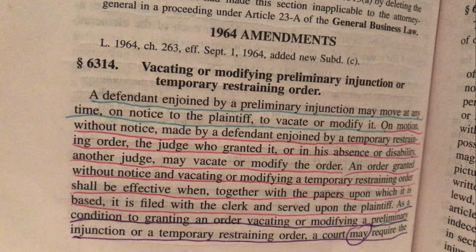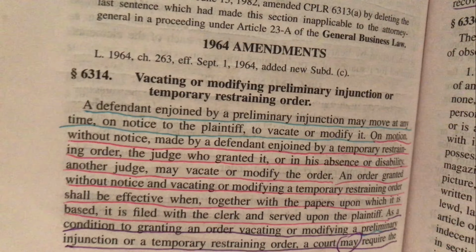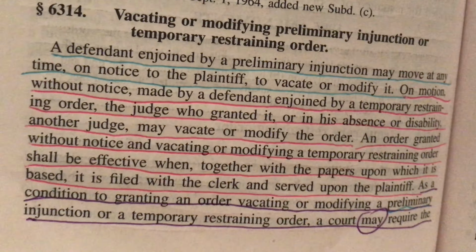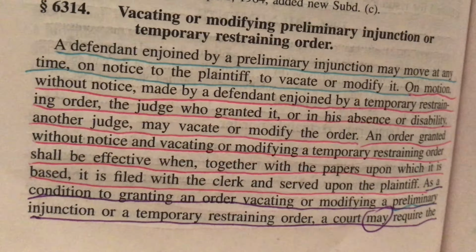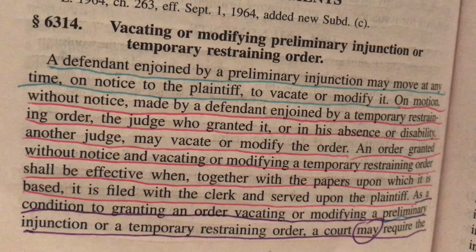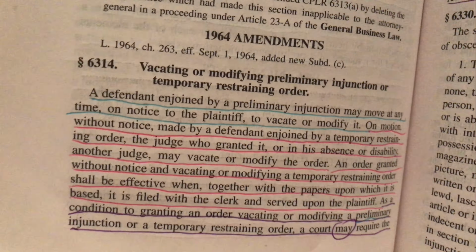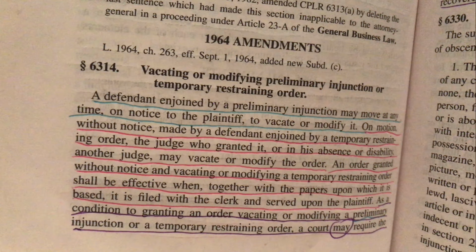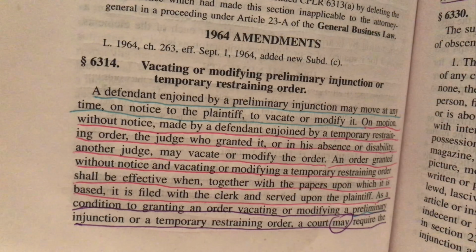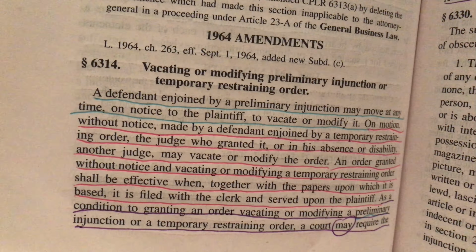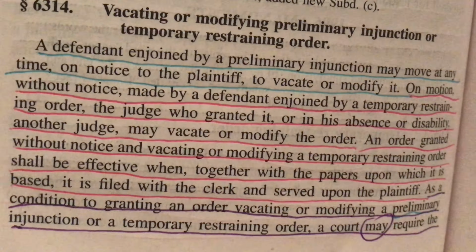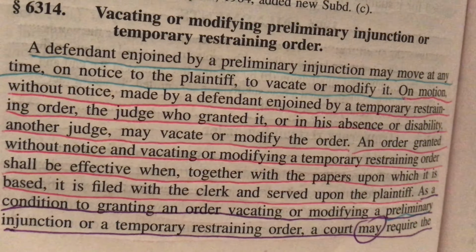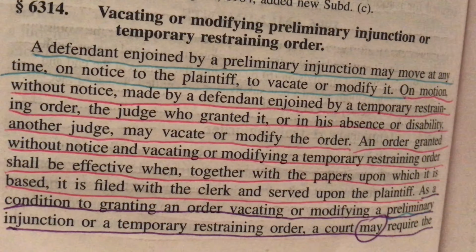On motion without notice made by a defendant enjoined by a TRO, the judge who granted it, or in his absence or disability, another judge may vacate or modify the order. So again, ex parte, defendant may be allowed to vacate or modify the TRO without notice. An order granted without notice, vacating or modifying a TRO shall be effective when, together with the papers upon which it is based, it is filed with the clerk and served upon the plaintiff, only for a TRO.